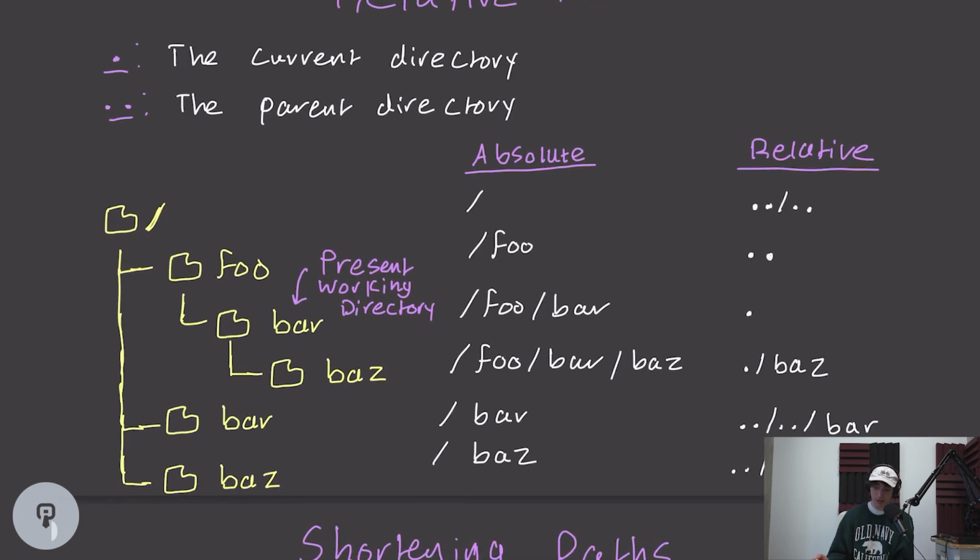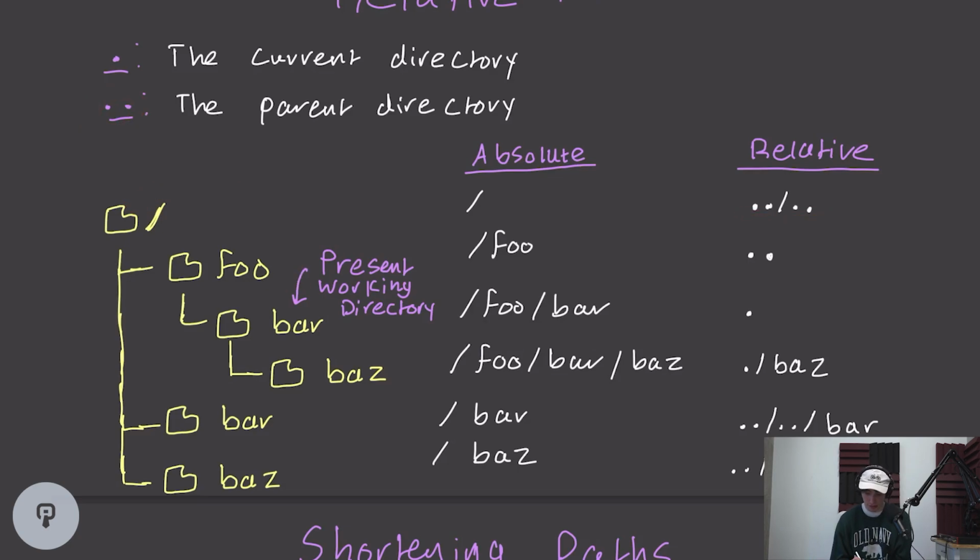So to illustrate this, let's say that root foo bar is our present working directory. That means if we want to reference, say, the root as a relative path, we could represent it with a slash, which would be absolute, but we want to go to the parent of the present working directory. Using the notation we learned, we can do that with two double dots. So this is the parent, and this is the parent of the parent.